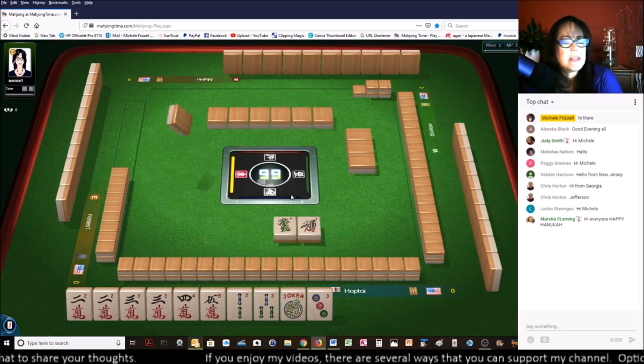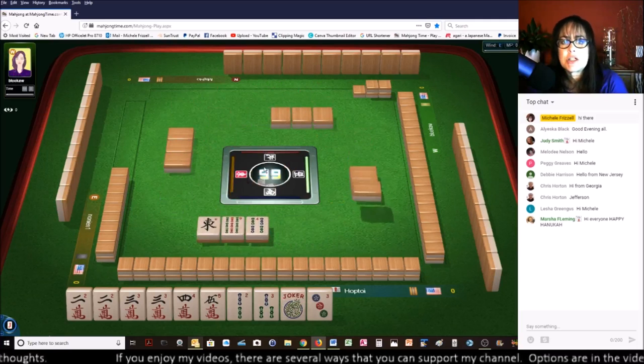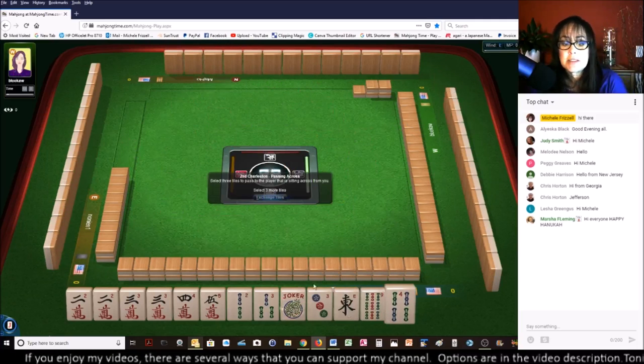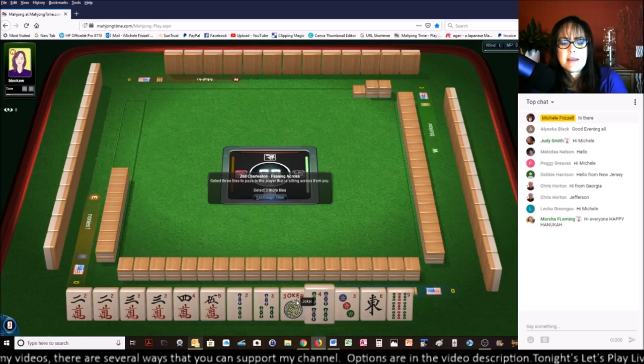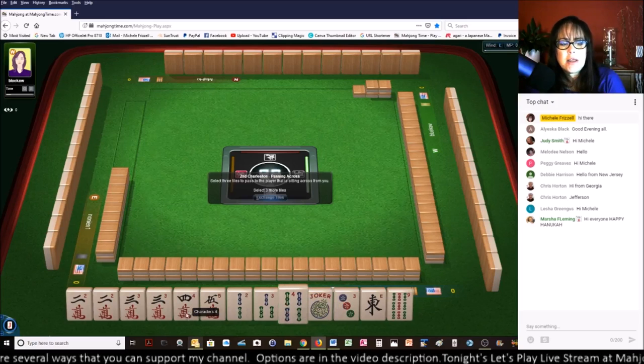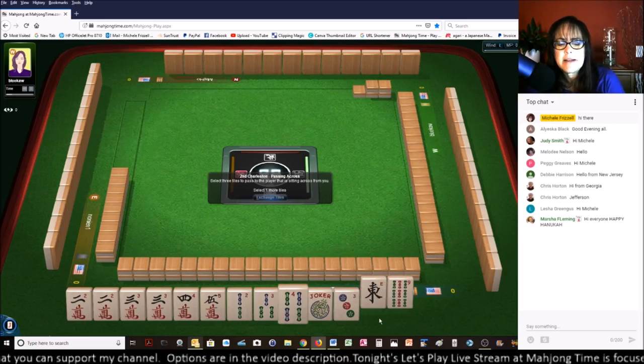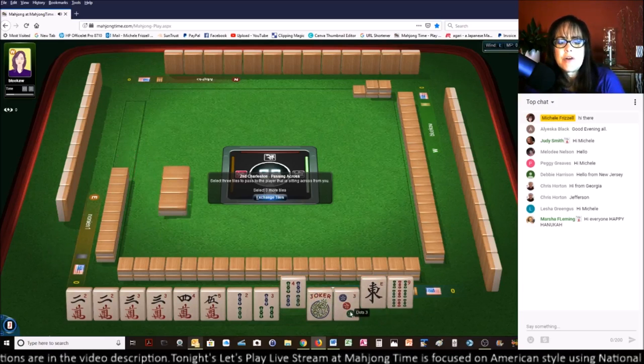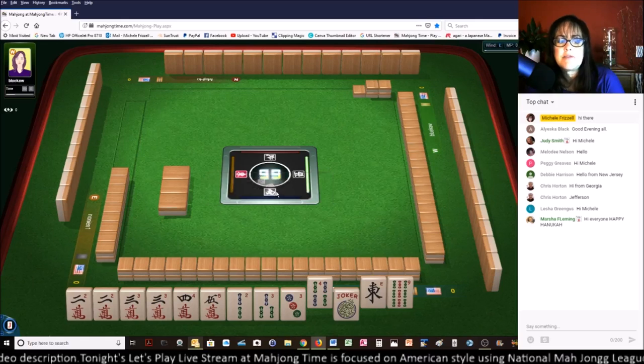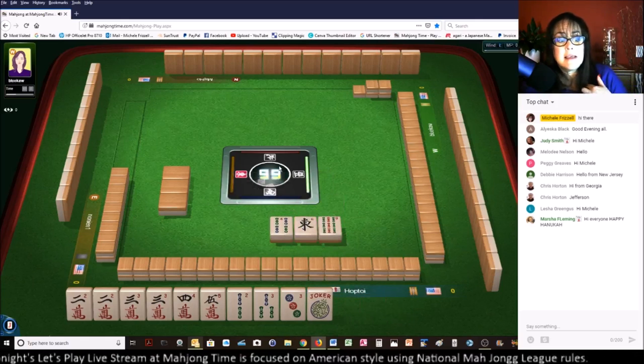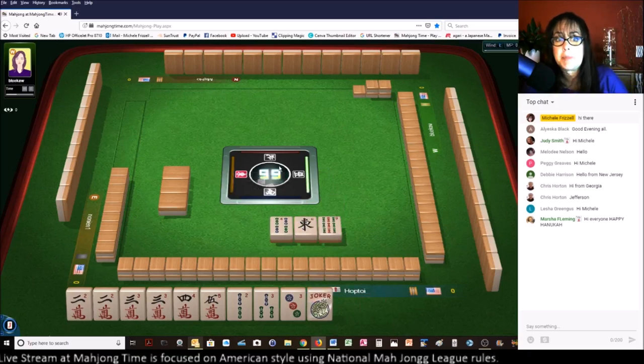So if you're just joining us, we're playing American Mah Jongg at Mahjong time using National Mah Jongg League rules. And we have a four. I'm kind of thinking the east and the nine can go. And I think maybe that we have all threes is a good thing. Maybe we could even play like numbers with threes and use the twos as joker bait.